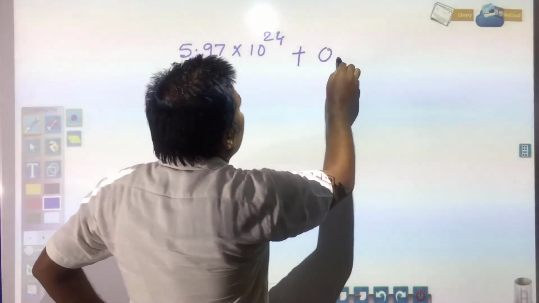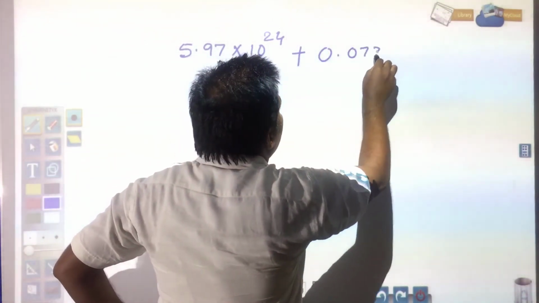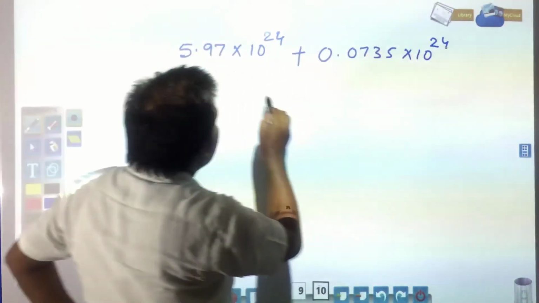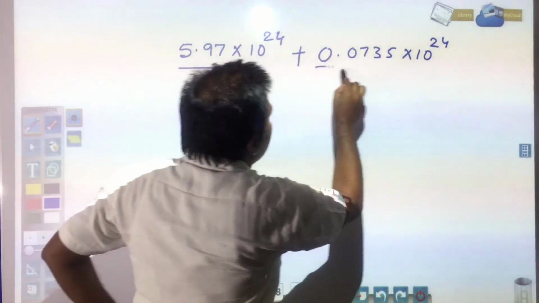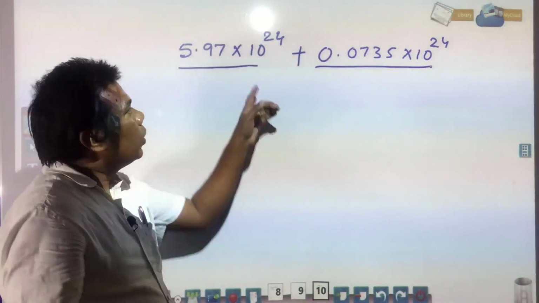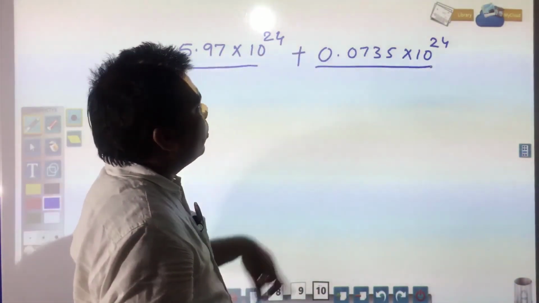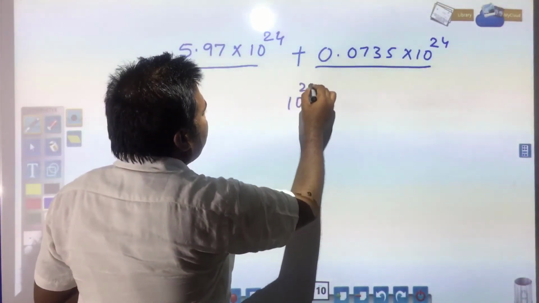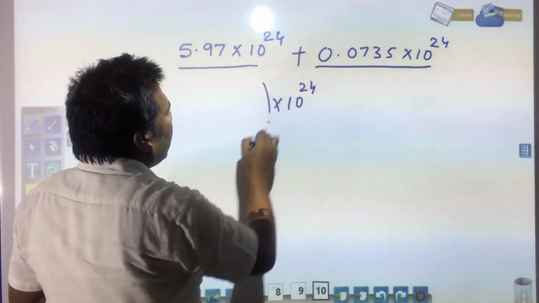Zero point 0735 into 10 to the power 24. Now, you see in this term and this term, what is common? You have common 10 to the power 24. So, you separate out that 10 to the power 24. We have separated out, and now what is left?